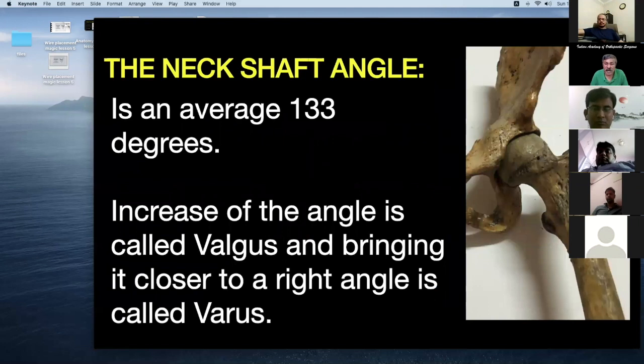Increase of this angle is called valgus, and bringing it close to the right angle is called varus. So, if the head is like that, up above it is valgus, goes down it is varus. So, a 90-degree neck shaft angle will make it markedly varus. A 145-degree neck shaft angle will make it markedly valgus. And as we will discuss later in the biomechanics part, valgus positioning is always good. Varus positioning is always bad.